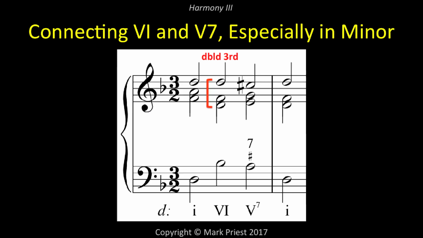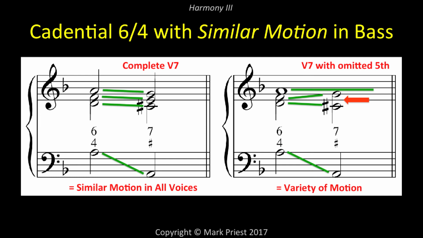Connecting 6 and 5/7. One of the first semester presentations on the minor mode explained why we must double the third of the submediant, or 6 triad, when voices lead to or from the 5/7. See link in the description. Otherwise, mistakes in voice leading will happen. There is a potential voice leading problem with the cadential 6/4 as well. Solve it with an incomplete 5/7, 5th omitted.